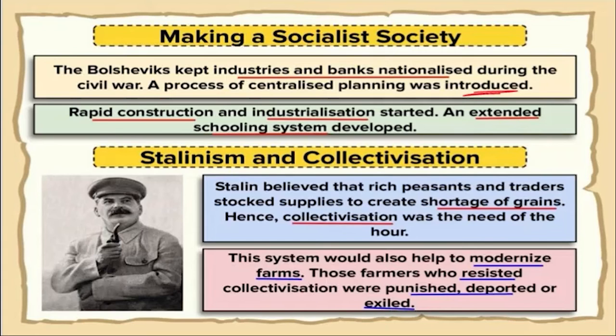After that, when Vladimir Lenin died, Joseph Stalin was the one who took over his place. Okay, and he introduced the system of Stalinism and collectivization. So Joseph Stalin, after Vladimir Lenin, took over the place, and he believed that rich peasants and traders were storing the grains. So what they said was that we have to do collectivization. We will attack those rich farmers and take away all the grains and distribute them. So this system will even help to modernize farms.